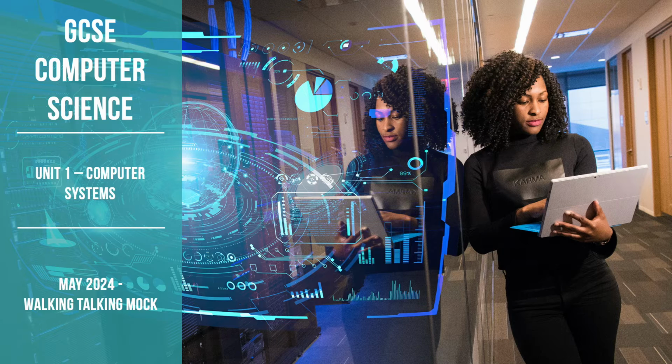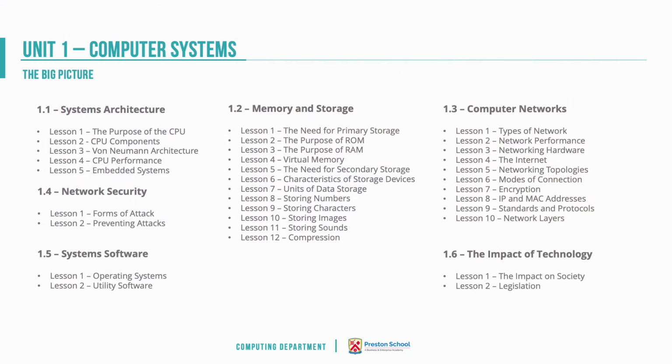In this video we're going to be taking a look at the 2024 paper for Unit 1 of the OCR Computer Science GCSE series. These are the topics that will be covered in your Unit 1 exam. You need to make sure when you go into that next May you're confident in terms of all of the content listed on this slide.